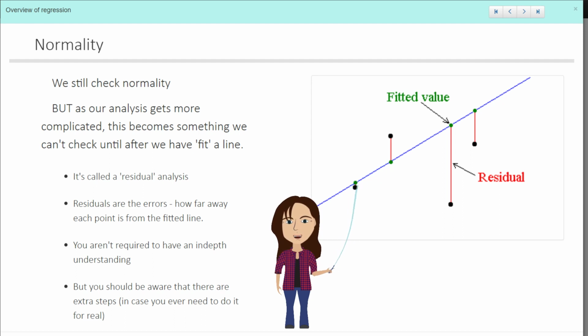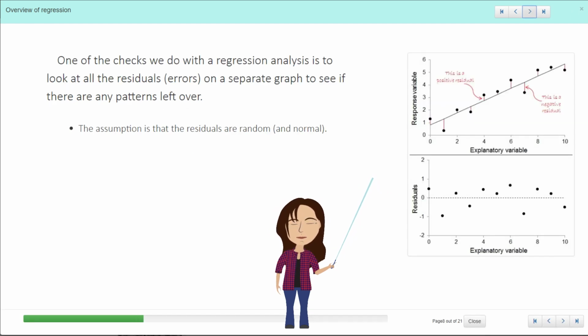Sometimes it's very small, sometimes it's very big, and what we're assuming with simple linear regression is that all these errors, if we graph them separately, will look approximately random and normal. We're not going to go in depth into this, but you should have an understanding that there are some extra steps in checking a model when we're using these. So this would be an example of what we might do with our residuals. We might do one plot to check, do they look random? And then we might do a histogram to see if they look normal.